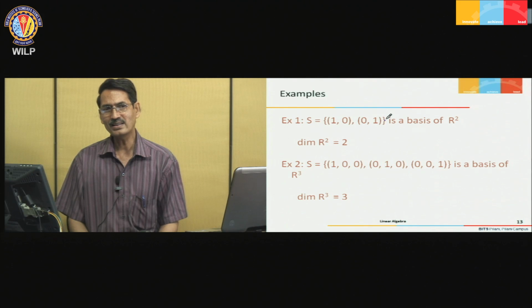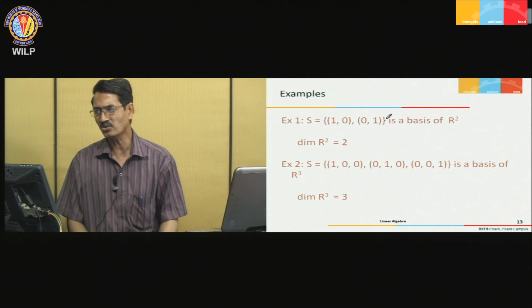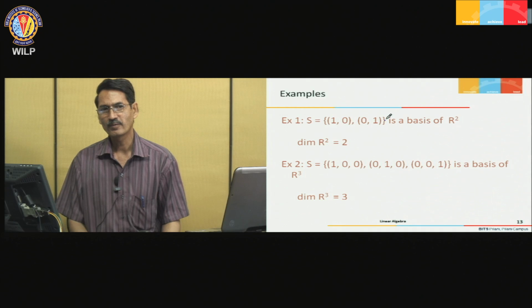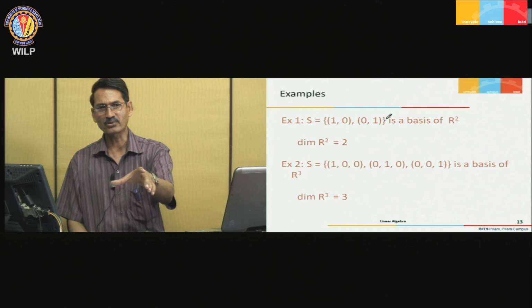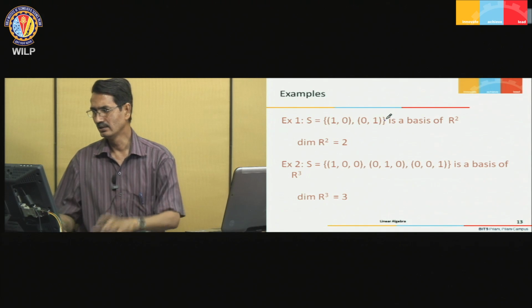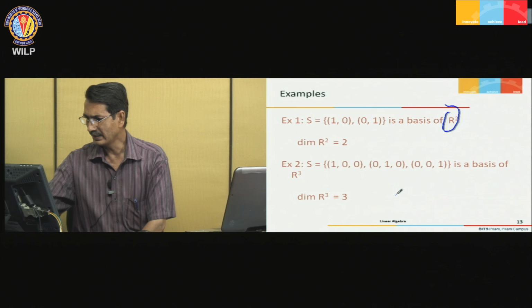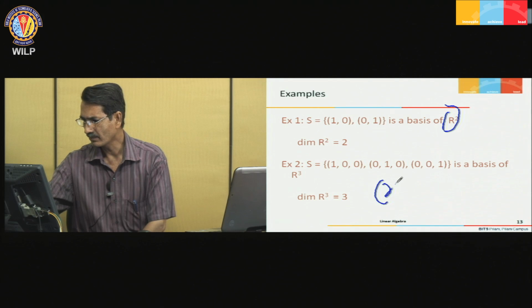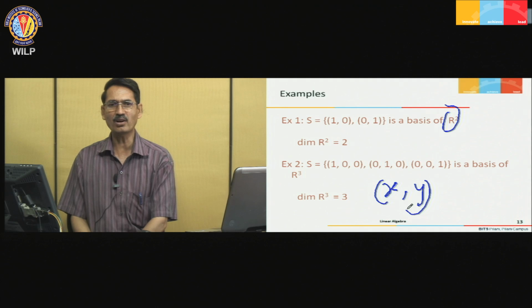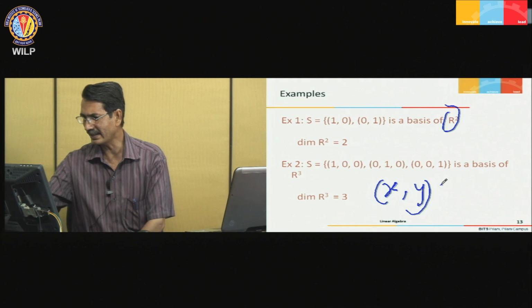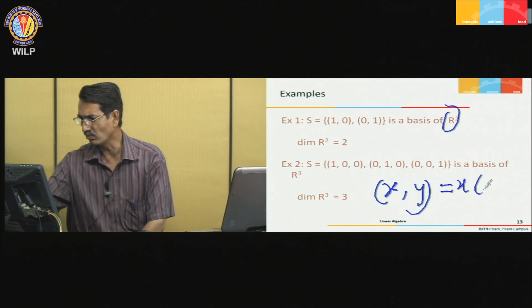Not only is S linearly independent, S also spans R2. Why does S span R2? Because S spans V, and V is R2. If you take any element in R2, it is always of the form (x, y), and this can be written as x into (1, 0) plus y into (0, 1).